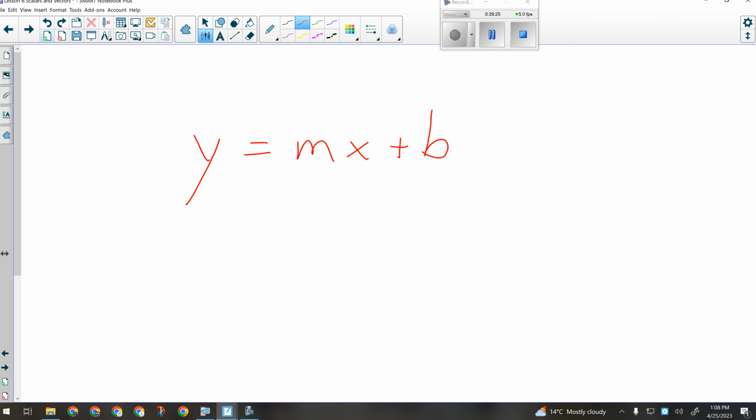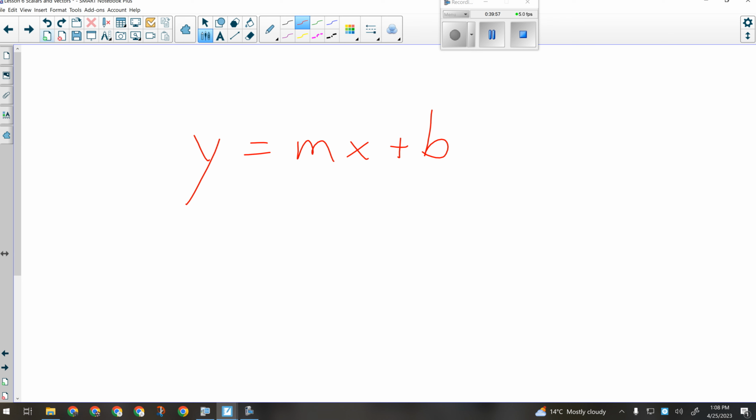Okay, so I want m by itself. What should I move first? B. Yeah, I should move b. Why? It's not attached to m. X is attached to m, it's directly beside it. Directly under it is also attached. But because there's something in between and there's an addition operation here, b is not attached. So I'm going to move b over to this side first.